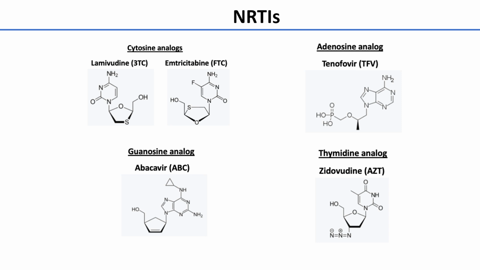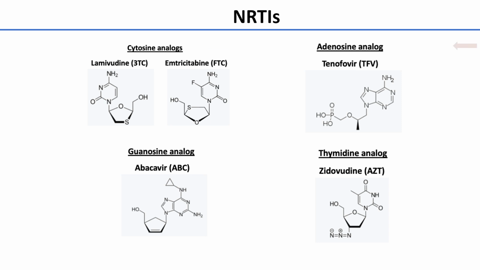There are 5 NRTIs that are currently being used: the cytosine analogs 3TC and FTC, the adenosine analog tenofovir, the guanosine analog abacavir, and the thymidine analog AZT. Almost all regimens contain one of the 2 cytosine analogs, 3TC and FTC. Occasionally, the abbreviation XTC is used when it is uncertain which of the 2 drugs was used in a population.